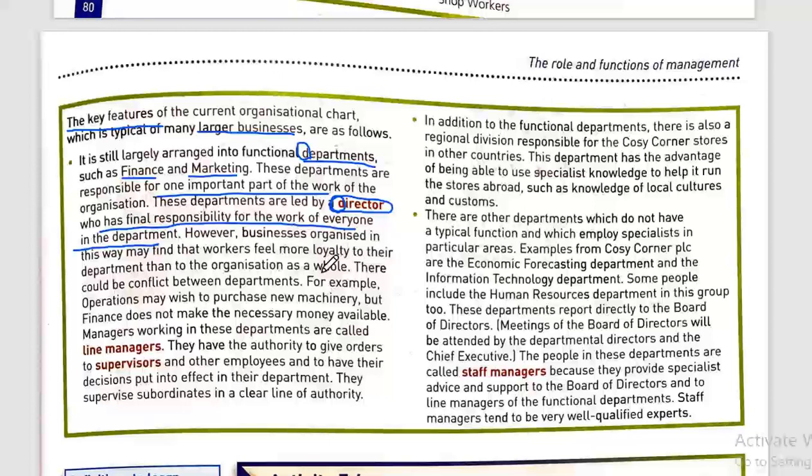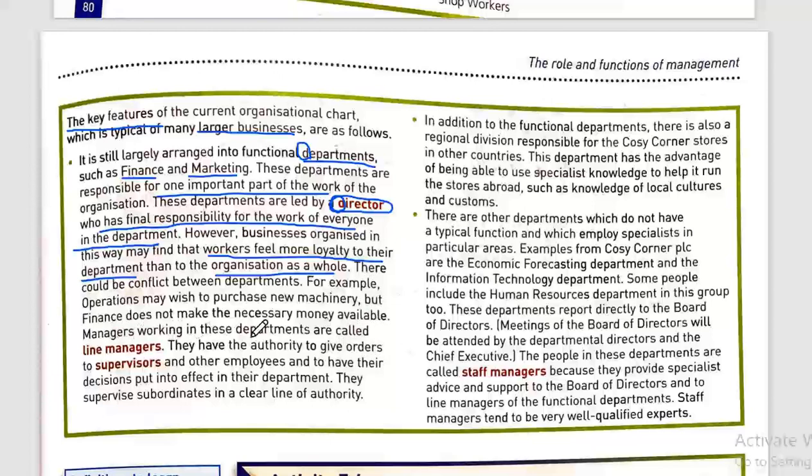In order to have better results, we need to make the workers in this department feel more loyal to the department and also to the organization as a whole. There could be conflict between departments, but the director must solve these problems in order to have a better result.